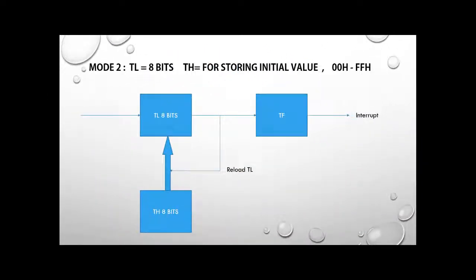The next is the auto reload mode, that is mode 2. In this mode, the lower 8 bits are used for counting, while the higher bits are used to store an initial value. When the overflow condition occurs, the lower bits are automatically reloaded with the value of the higher bits, hence the overflow flag will be set and the interrupt will be caused.